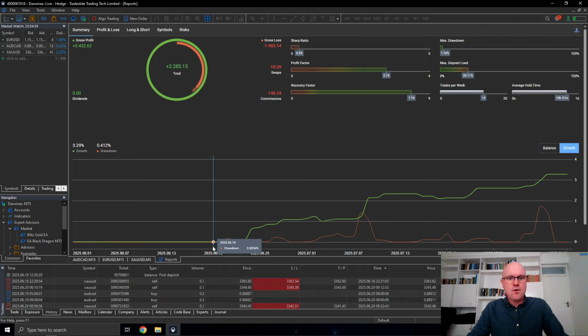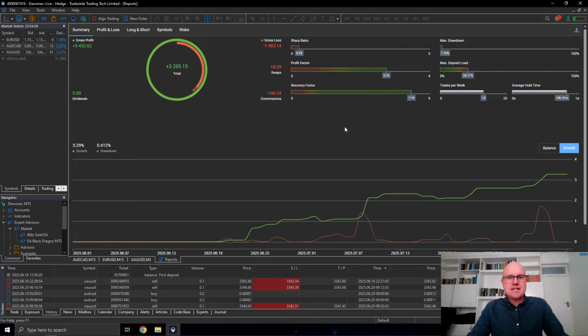This gives me a profit factor of 2.74 with a high recovery factor of 7.79 and a low maximum drawdown of only 1.74. The statistics say that overall I'm trading approximately 13 trades per week, and the average hold time for these is approximately 19 hours.